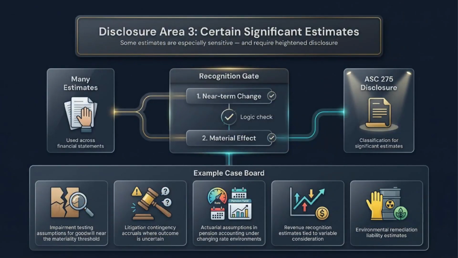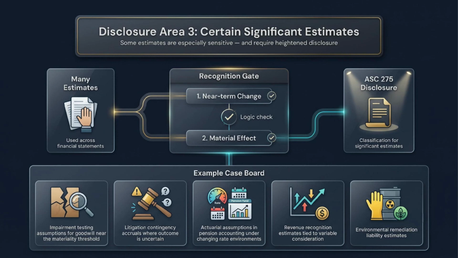Certain significant estimates require more focused attention. Not every estimate needs its own special note. The elevated disclosure is triggered when it is reasonably possible that the estimate will change in the near term and that the change could have a material effect on the financial statements. So ask two questions. Could this estimate change within the near term window, and would the change matter to reported amounts? If both answers point in the right direction, the estimate may need specific disclosure beyond the general use of estimates language.